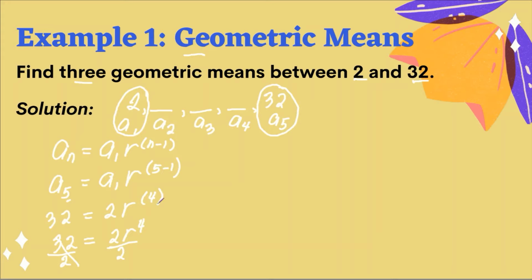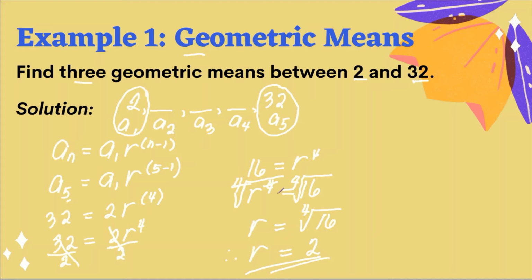So 32 divided by 2 is 16, so wala na tong 2. We have r to the power of 4 equals 16. Then, 4th root of r. Kung anong ginawa sa kabila, yun din yung gawin dito sa kabila para mawala yung root niya. We have r is equal to 4th root of 16, and 4th root of 16 is equal to 2. So our r, or the common ratio, is 2.